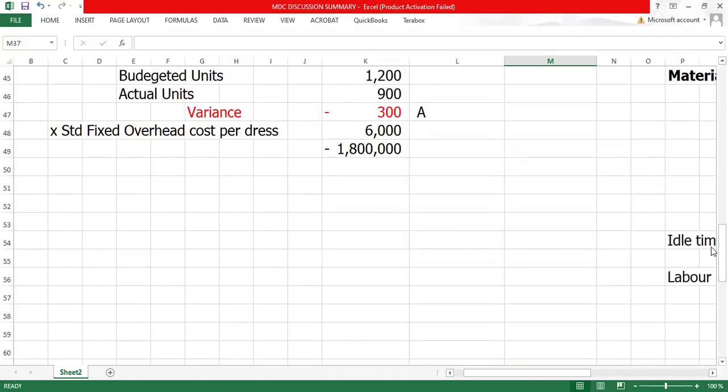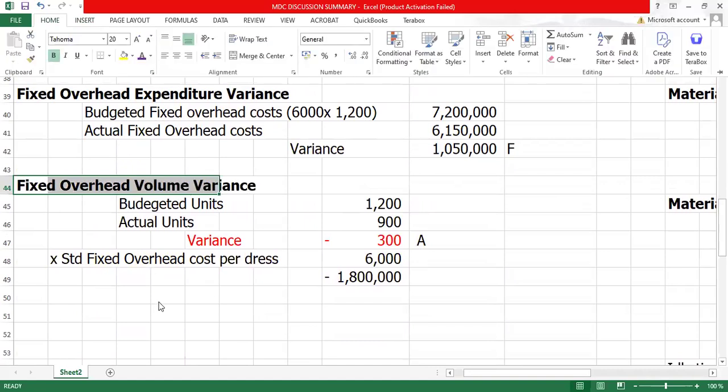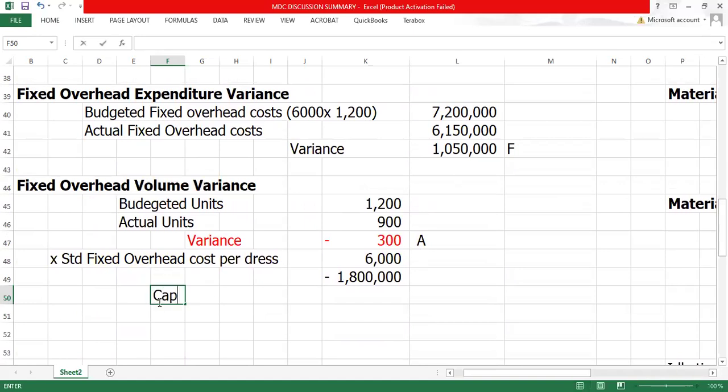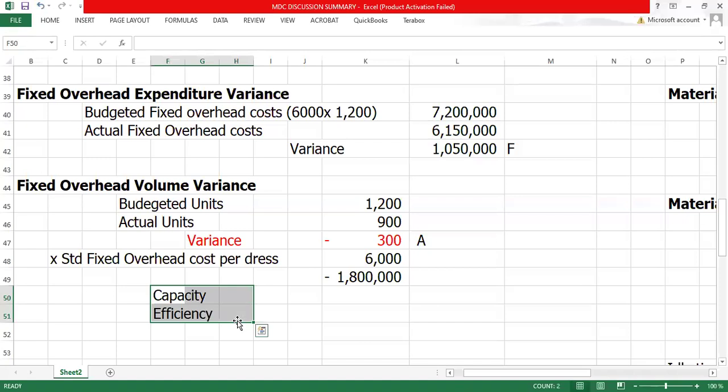Now, going forward, you will meet some scenarios where this fixed overhead volume variance is categorized into two: fixed overhead capacity and efficiency. When you get capacity plus efficiency, you get the volume. Here I have just simplified. That is for next time. I don't think I can stretch beyond this. I'm done with today's session.